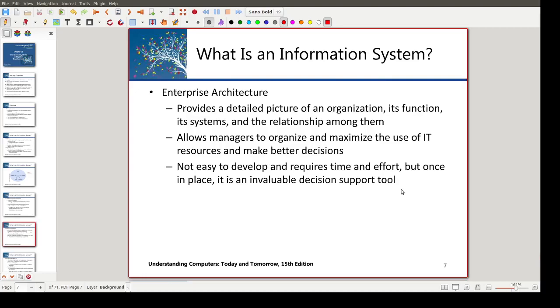So the enterprise architecture gives you the whole picture of your organization and its functions and its systems and the relations between them. Okay, so if you have this big, detailed picture, then your manager will be allowed to organize and maximize the use of information technology resources.